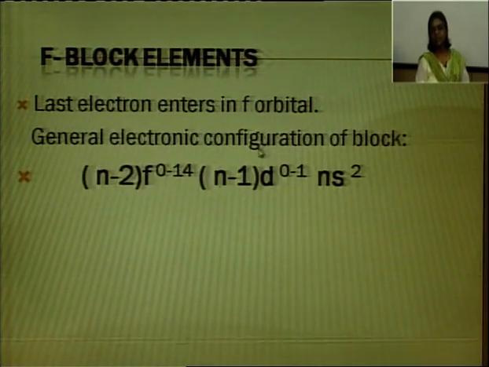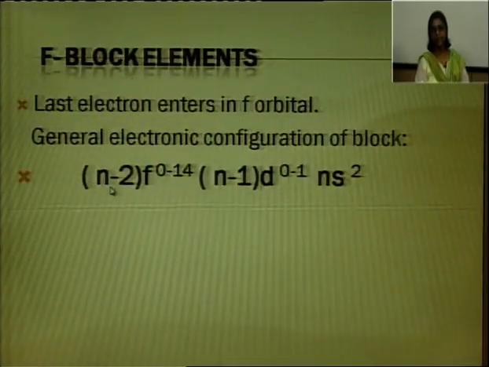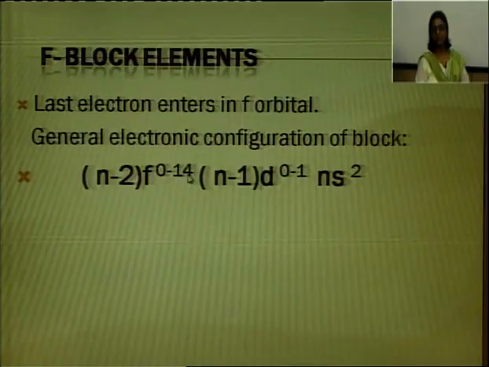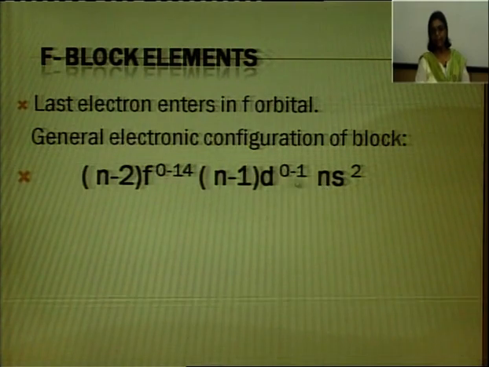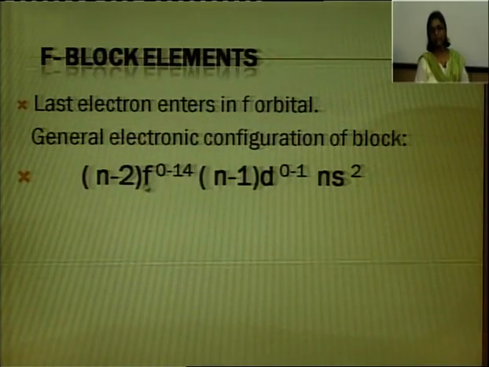Now, the general electronic configuration of this block is going to be (n-2)f 0 to 14, (n-1)d 0 to 1, ns2. So, in this the F block will have the energy level 2 less than the main energy level. If the main energy level is 7, then the energy level in which the F orbital will be filled will be 7 minus 2, that is 5.